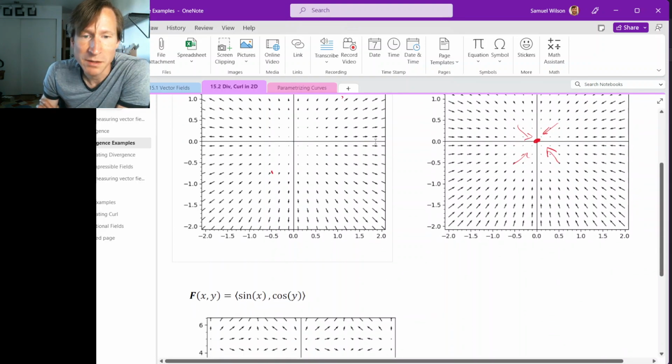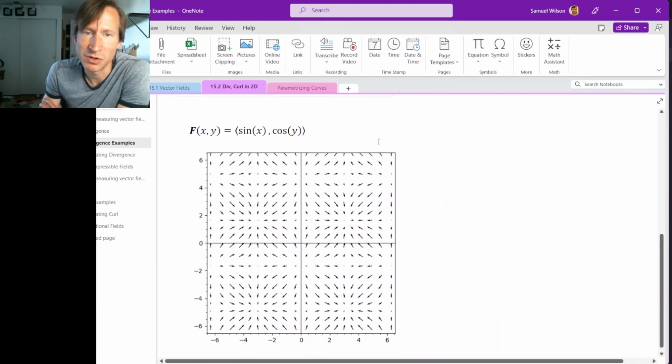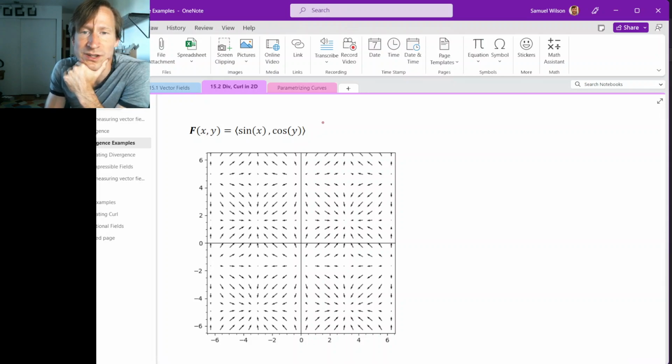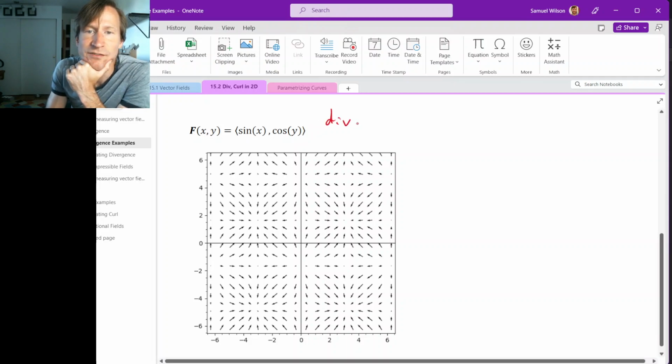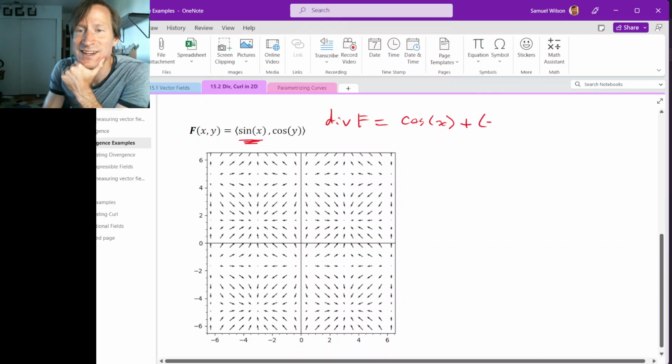Let's look at one more example. How about this example? For this example, it's much less clear just looking at the formula for this vector field what the divergence ought to be. So let's calculate it. The divergence of F is going to be the partial derivative of sine x with respect to x, so that's cosine x, plus the partial derivative of cosine y with respect to y, that's minus sine y.